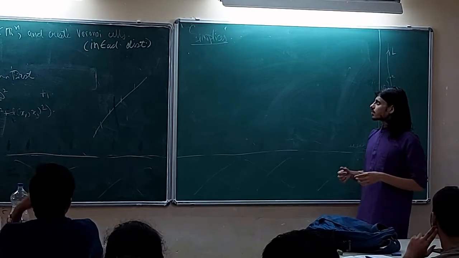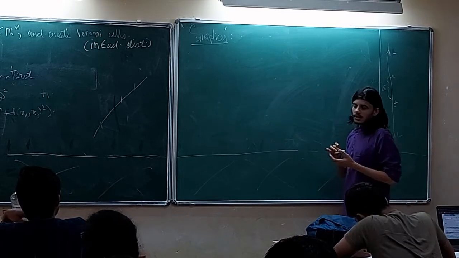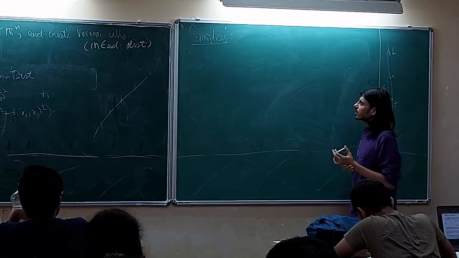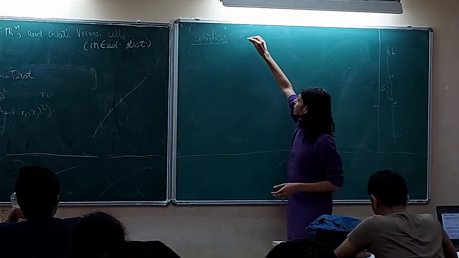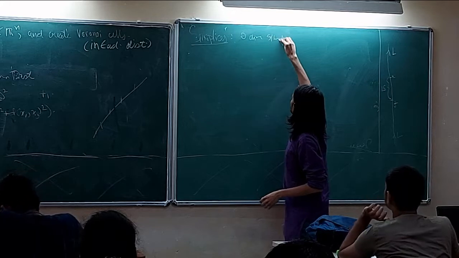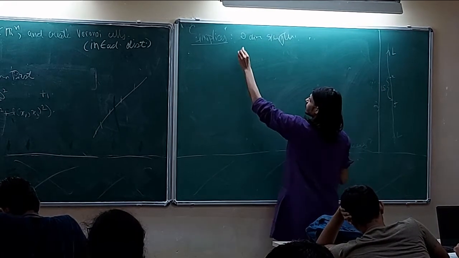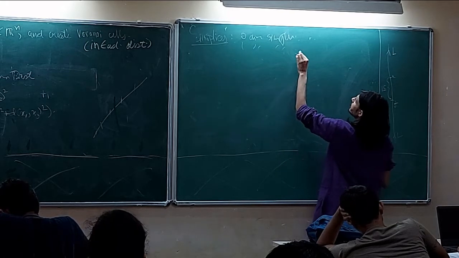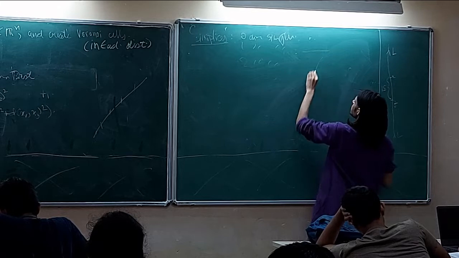And what are these simplices? Instead of giving you a rigorous definition, which is going to take some time, I'll just draw some diagrams, right? So, a zero-dimensional simplex is just a point. A one-dimensional simplex is just a line segment. A two-dimensional simplex is a triangle.